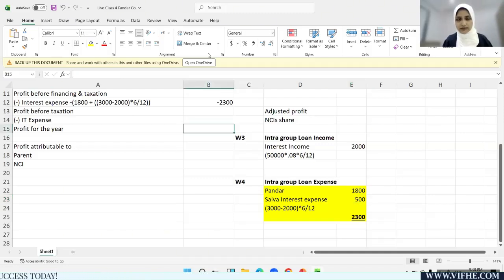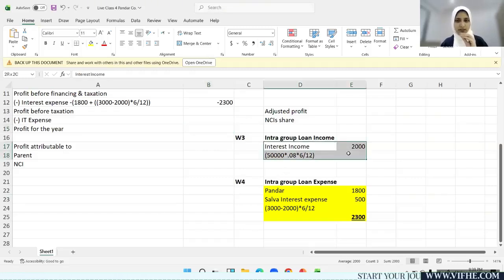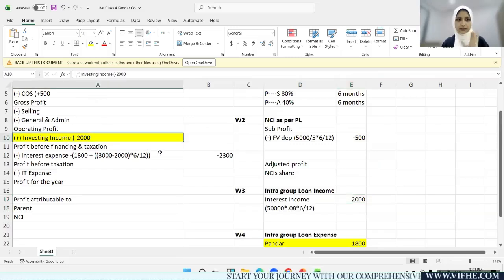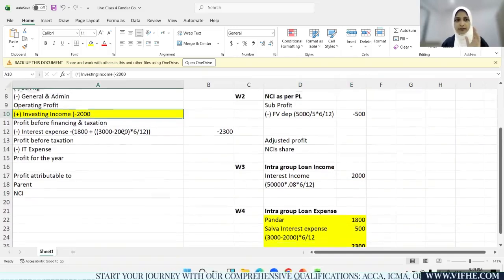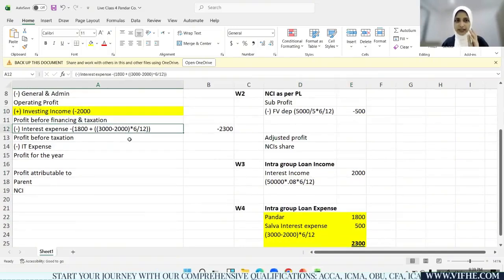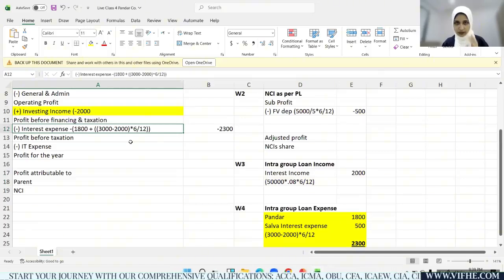Okay, I'll repeat. From an interest income perspective, I just calculated what the interest income is: 50 million loan note into 8% into 6 by 12, 2 million is my interest income. I removed it from my investing income. It was straightforward, just do a minus 2 million. You won't go wrong here. But when you're doing it for the interest expense part, I'll have to be very careful with the brackets and with what calculation I'm doing. Why do I have to be careful?